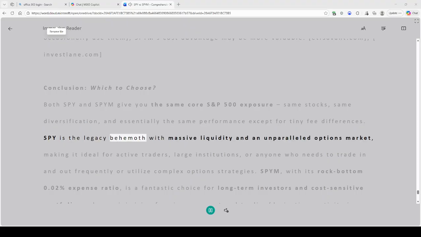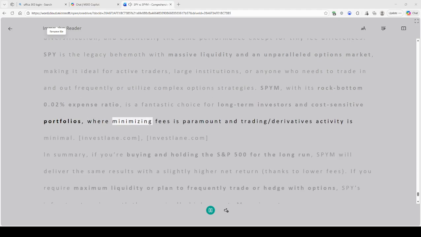SPY is the legacy behemoth with massive liquidity and an unparalleled options market, making it ideal for active traders, large institutions, or anyone who needs to trade in and out frequently or utilize complex option strategies. SPYM, with its rock-bottom 0.02% expense ratio, is a fantastic choice for long-term investors in cost-sensitive portfolios, where minimizing fees is paramount and trading/derivatives activity is minimal.